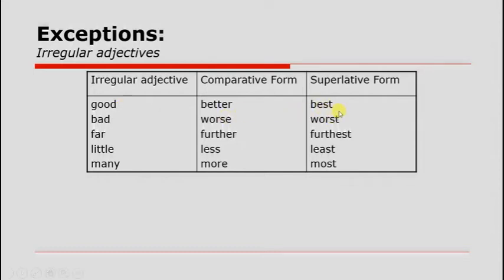Good, better, the best. Bad, worse than, the worst. Far, we say further and the furthest. Little, less than, the least. Many, more, the most. So guys, we have to save these examples. Like, my marks in the exam are better than your marks. Or I'm better than my friend Ali, or Ali is the best, or Ali is the worst. Ali is worse than me, or I am better than. So guys, good, better, the best, bad, worse, the worst, far, farther, the farthest, little, less, least, many, more, most.